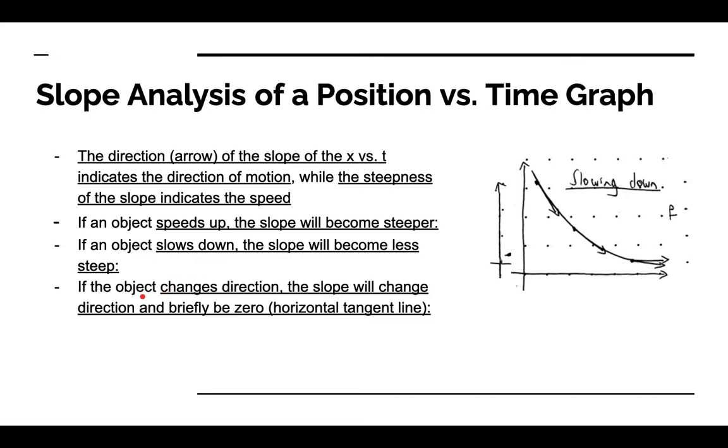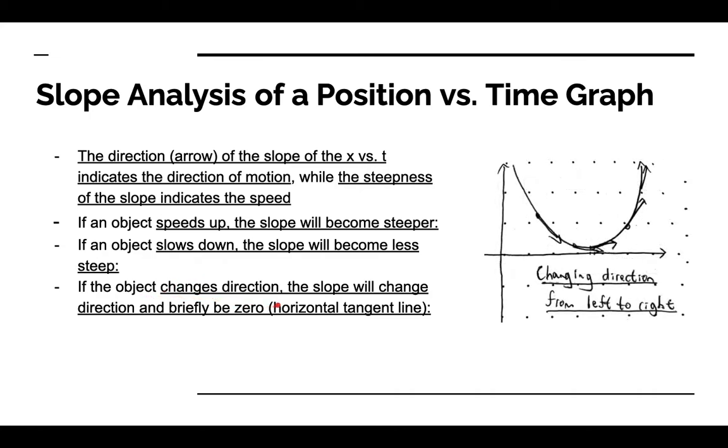Now, if an object changes direction, that indicates that we're going to be changing from, say, heading to the right to left, or heading from the left to right, which means that our velocity is going to change signs. AKA, if we head from the left to the right, we're going to change from a negative velocity to a positive velocity. So what we look for when an object changes direction on a position versus time graph is that the slope will change direction and briefly be 0.